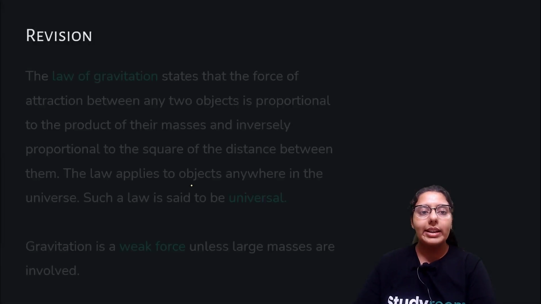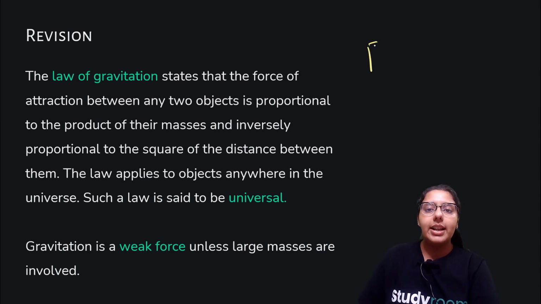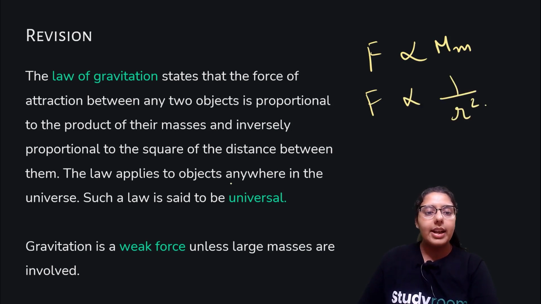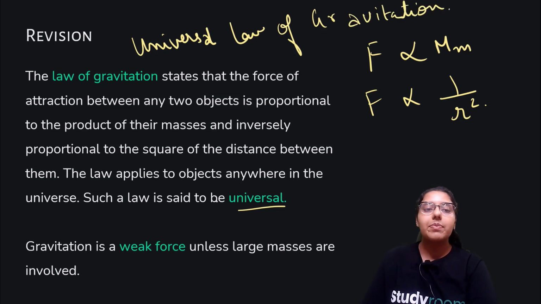So let's do a quick revision. The law of gravitation states that the force of attraction between any two objects is proportional to the product of their masses, right? And inversely proportional to the distance between them, right? This law applies to objects anywhere in the universe. Such a law is said to be universal. So this is known as the universal law of gravitation. This is when we initiated the chapter. This was the initial thing, right?